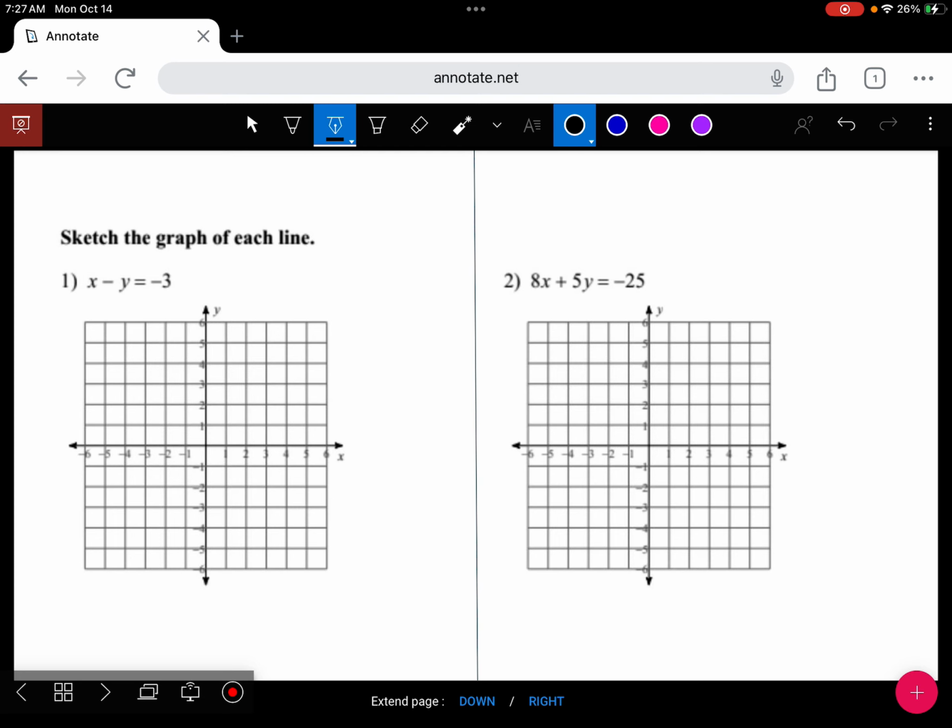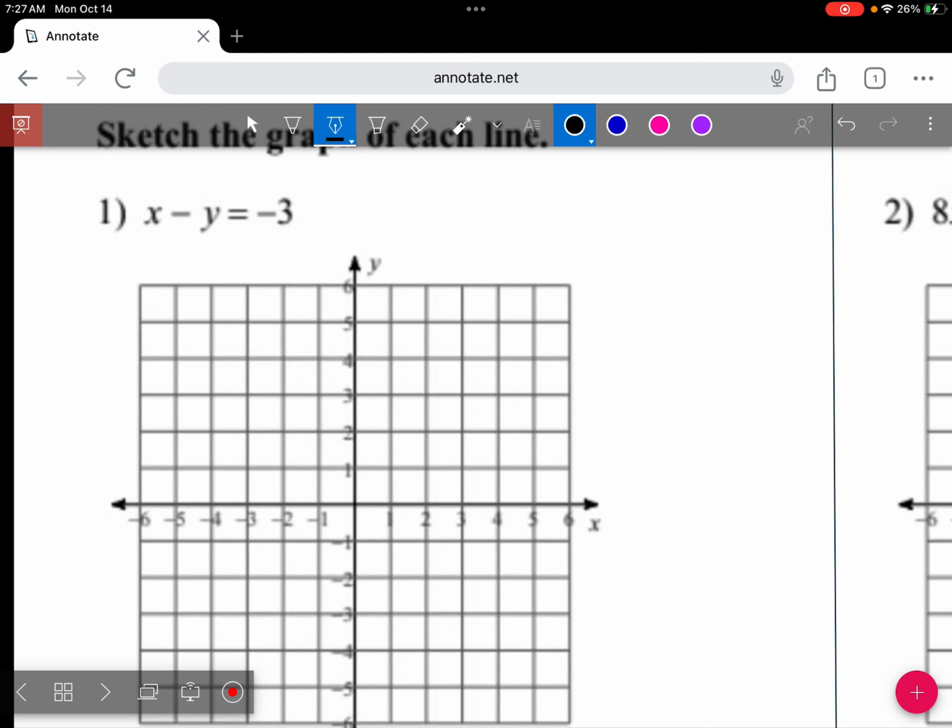All right, so all we're going to do today is graph some lines. When we're given an equation like this, x minus y equals -3, this is number 1. What can we do to make this something we can graph? Subtract x from both sides. Absolutely valid. That puts us into slope-intercept form very nearly.